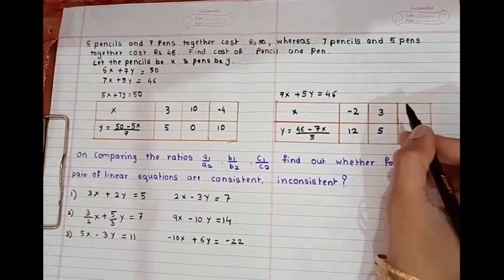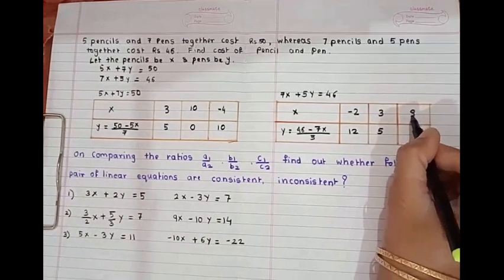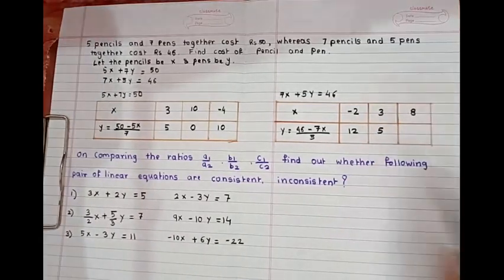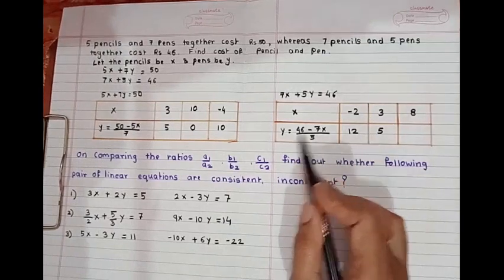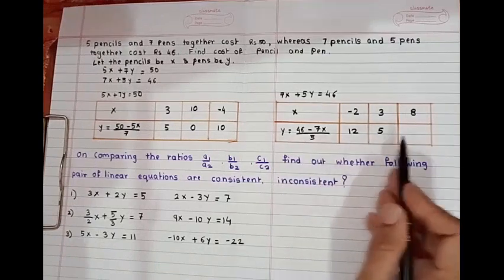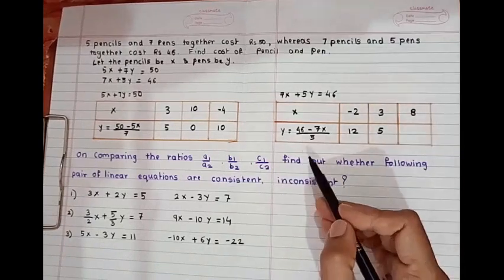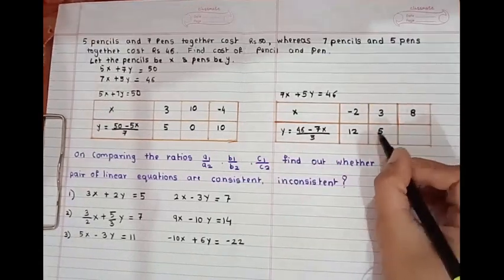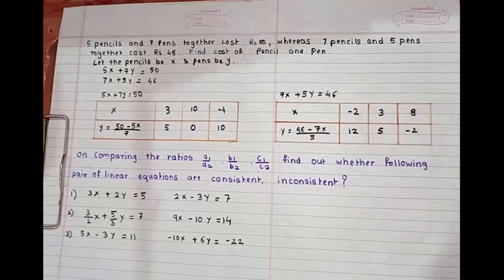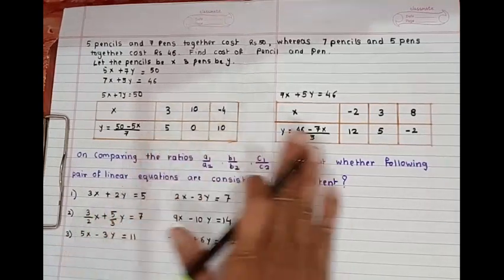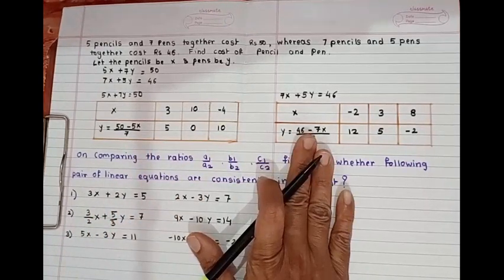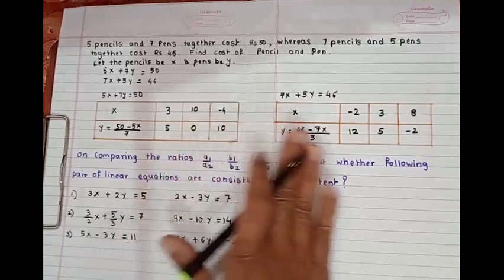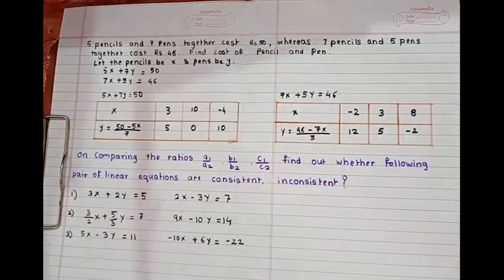If I take the number as 8, so what will you get here? 7 8s are 56. 46 minus 56, you get minus 10. Minus 10 upon 5, that is minus 2. So you get 3 points for the two equations. Each equation you get 3 points, and you have to draw the graph and graphically represent the equations.